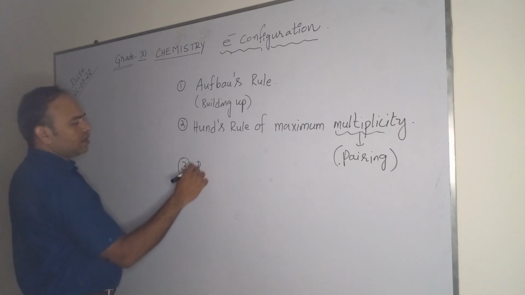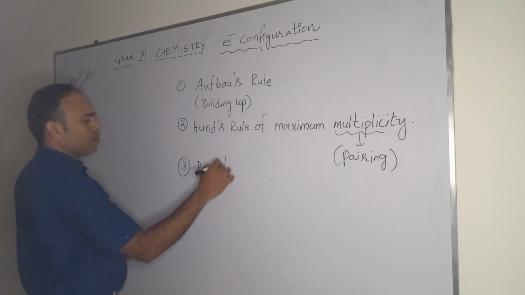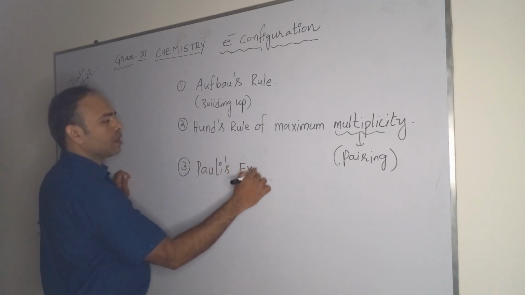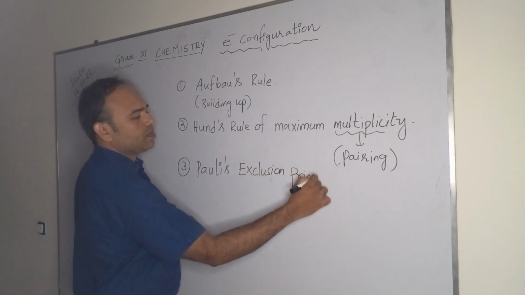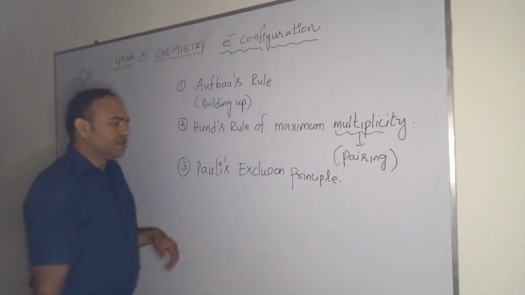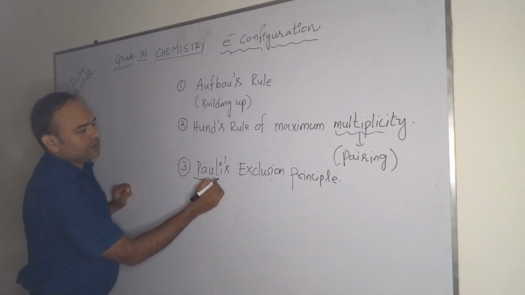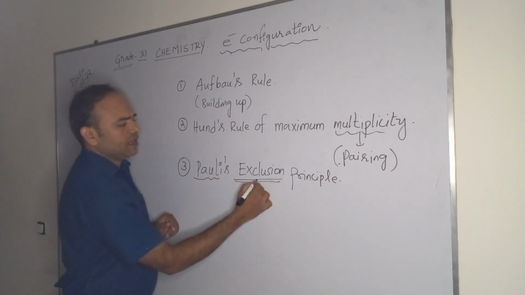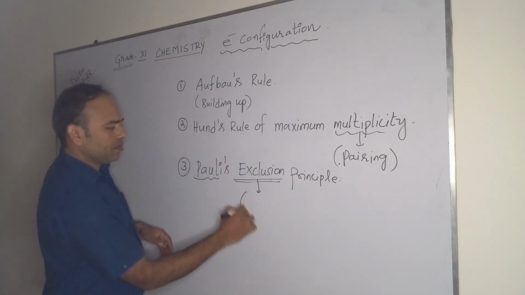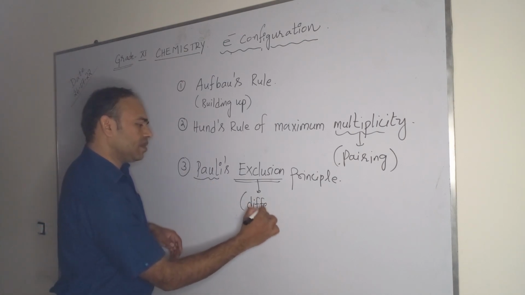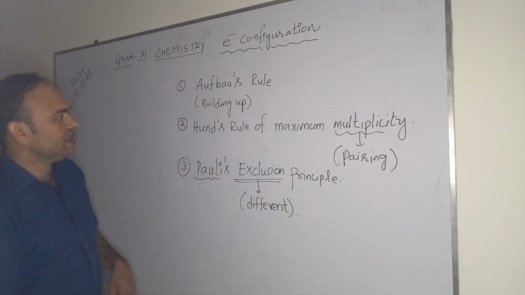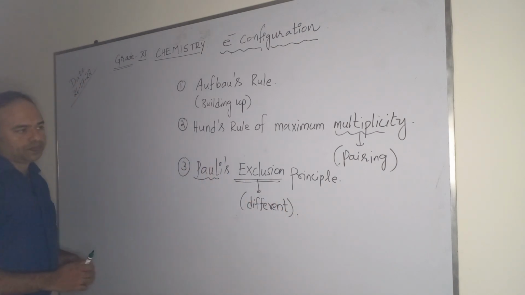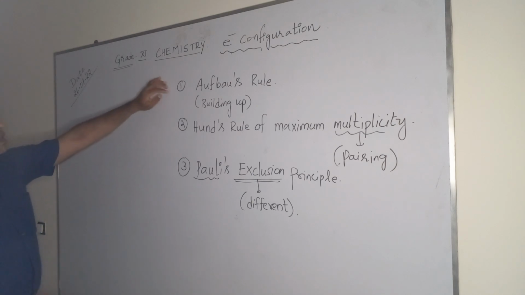The last rule is Pauli's exclusion principle. See, Pauli, the name. Exclusion, excluded. Something is excluded. Something is different here. What is that different thing? We will discuss it in the next concept.